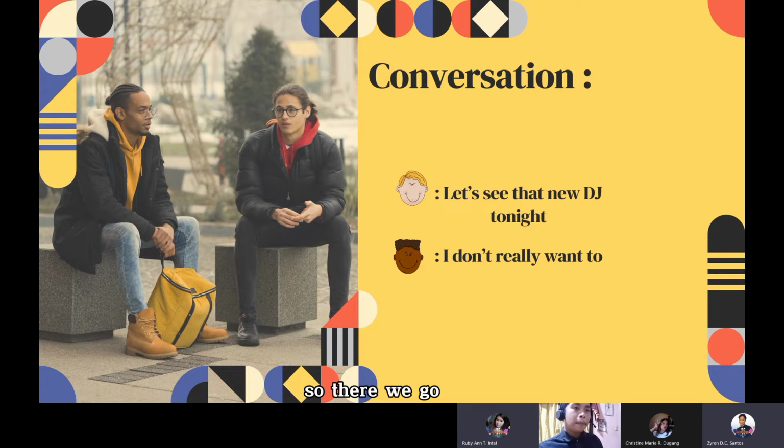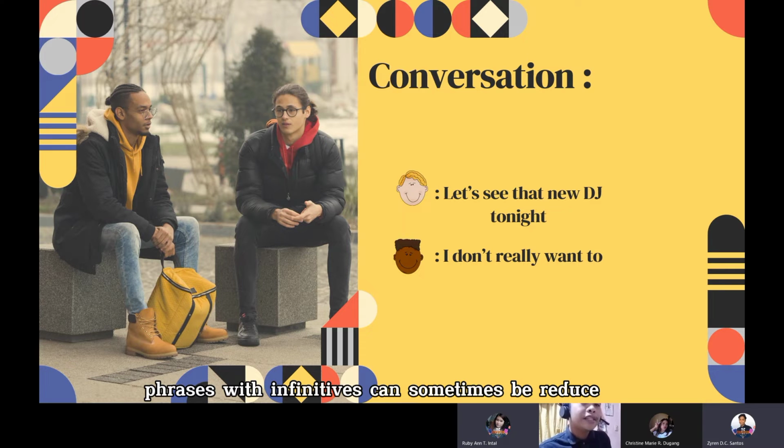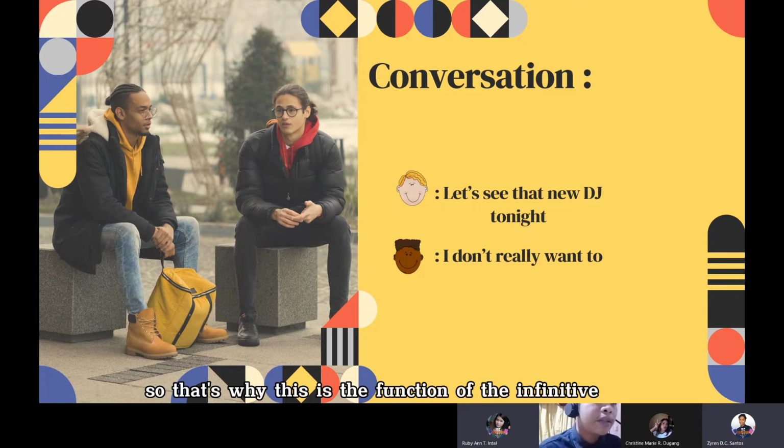In our lesson, shortening infinitive, phrases with infinitives can sometimes be reduced or shortened to prevent repetition. This helps the language sound more natural. We all know that if something is repetitive or redundant, it is not good to the ears of everyone. That's why this is the function of the shortening infinitive in our sentence.